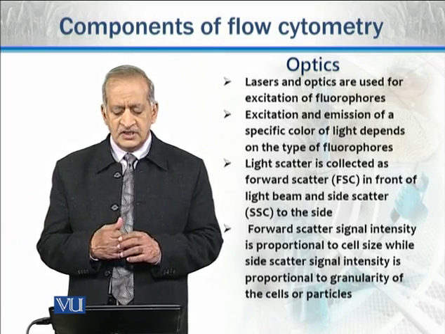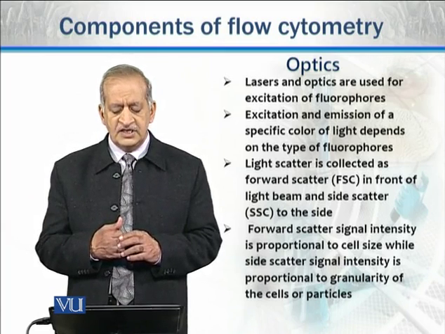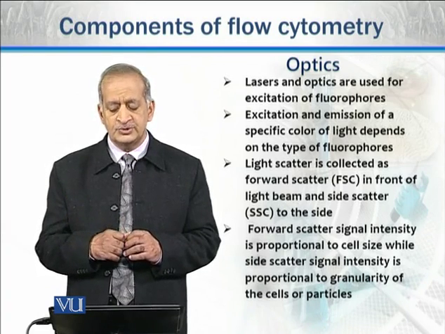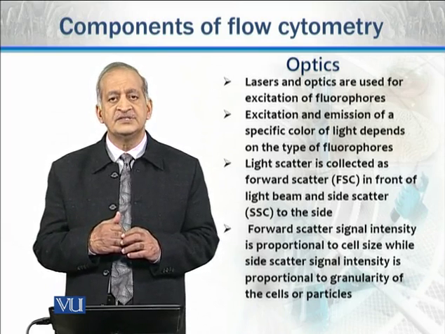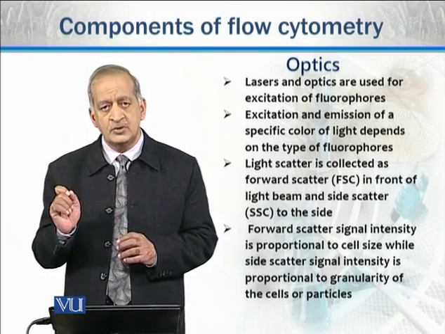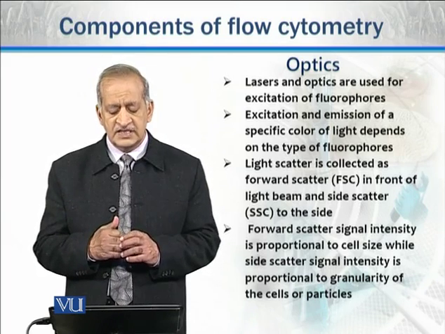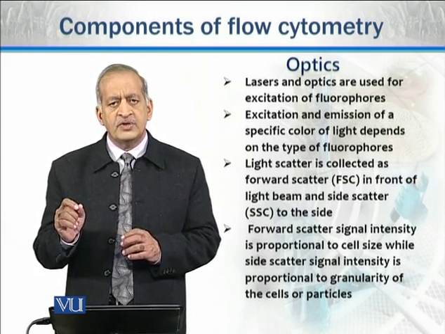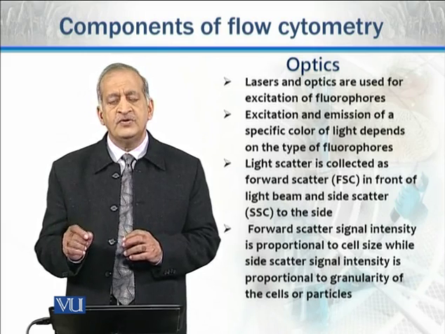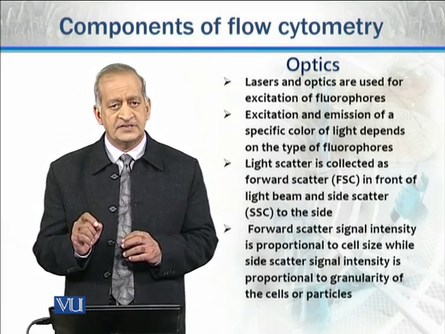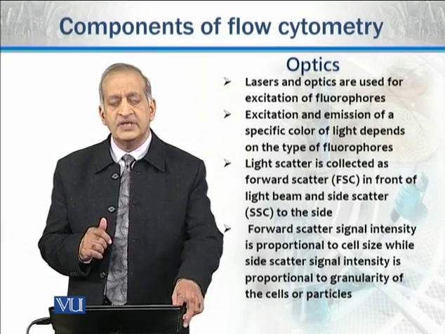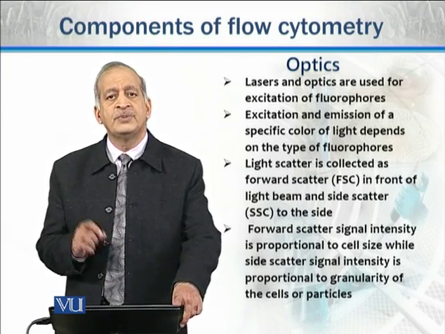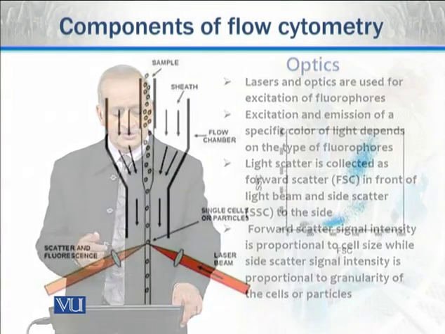Forward scatter signal intensity is proportional to cell size, while side scatter signal intensity is proportional to granularity of the cells or properties. So with the help of forward scatter, we are able to measure the size of the cells, while with the side scatter, we are able to measure whether the cells or the particles are granular or not.